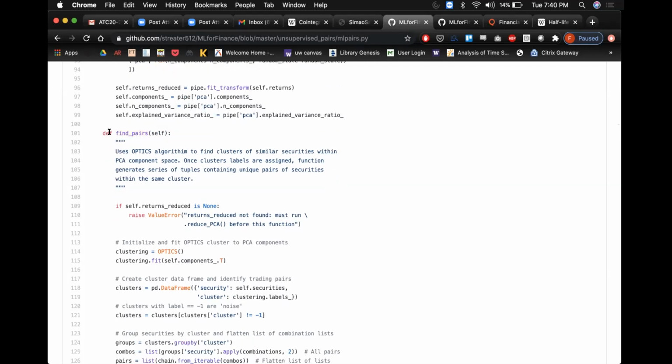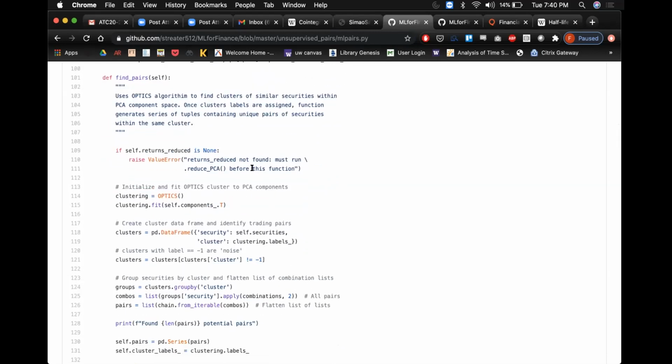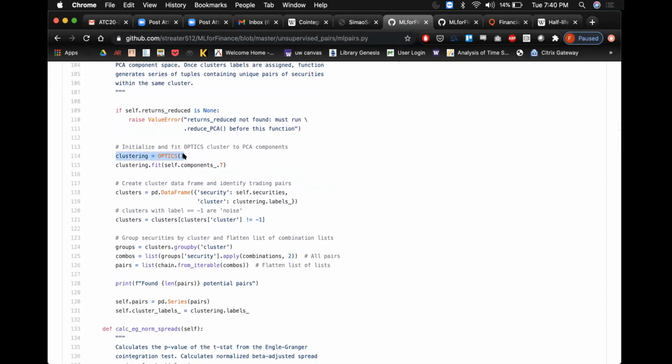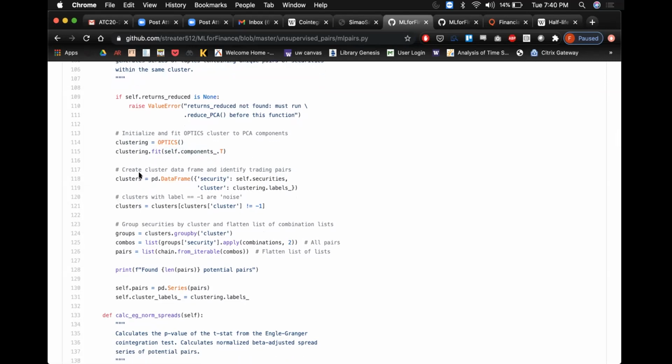So then here, this find pairs function is going to use the OPTICS algorithm, which is in the sklearn library, to find clusters of similar securities in the PCA space. What we first do is initialize the OPTICS algorithm from the sklearn library, and fit the function using the loadings on each of the components that we found from the PCA. Here we get a data frame of all of the securities and the clusters that this OPTICS algorithm has assigned.